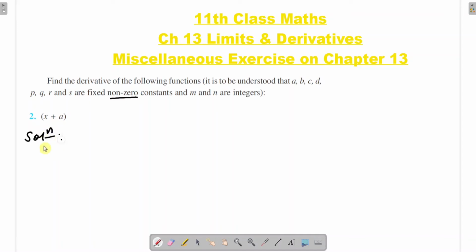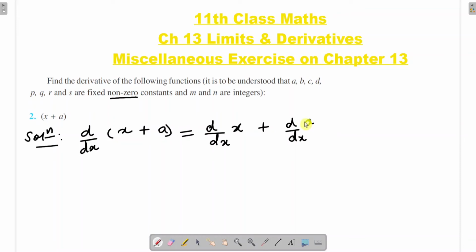Solution: you have to find the derivative of this function. That means d by dx of x plus a. So this will be equal to what? Now we can take the derivative to both these terms. This is algebra of derivatives. So we will get d by dx of x plus d by dx of a, right? So derivative of x plus derivative of a.